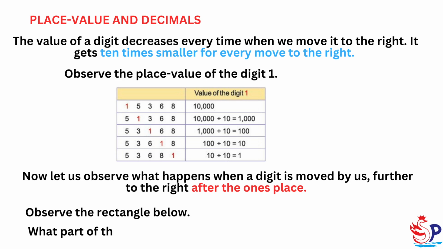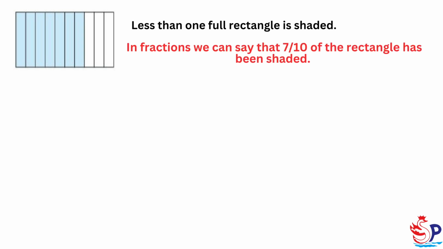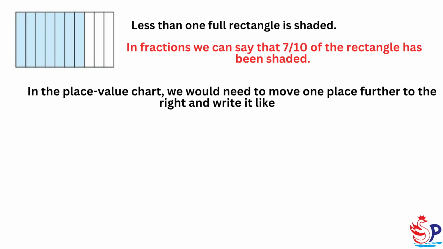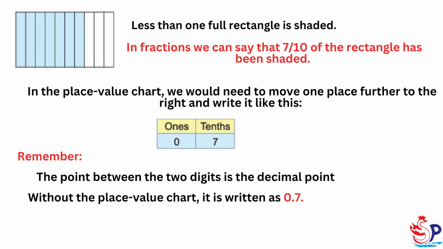What part of the rectangle is shaded? Less than one full rectangle is shaded. In fractions we can say that 7/10 of the rectangle has been shaded. In the place value chart, we would need to move one place further to the right and write it like this. Remember, the point between the two digits is the decimal point. Without the place value chart, it is written as 0.7.